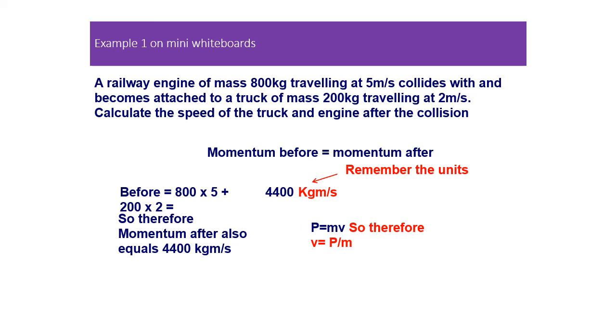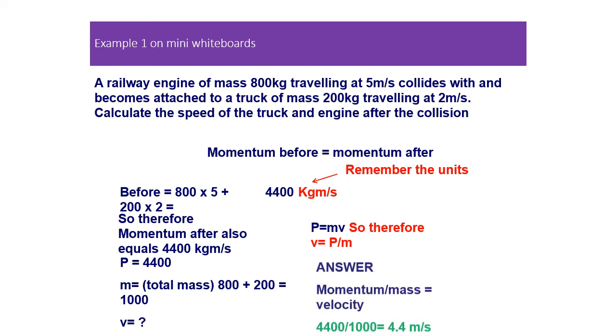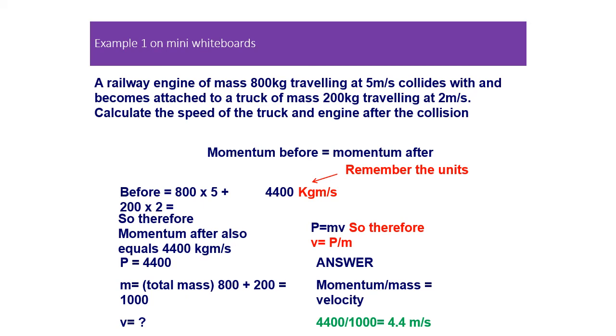I have to find their velocity. I know the momentum, and I know the masses will be added up because after collision they get added together. So total mass will be 800 plus 200, which is 1000 kilograms. Velocity I need to calculate, and the momentum is this. By putting these values into the equation, momentum divided by mass is equal to velocity, I have calculated the speed is 4.4 meters per second.